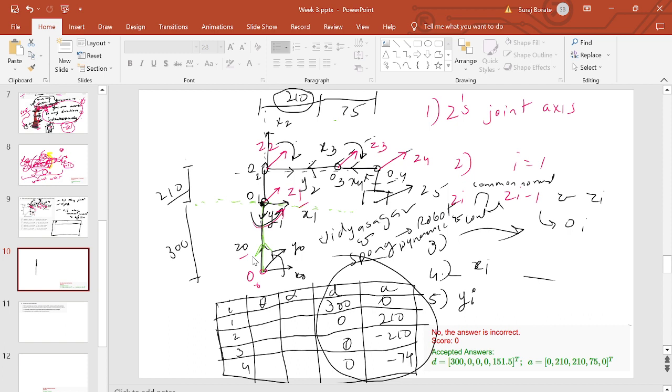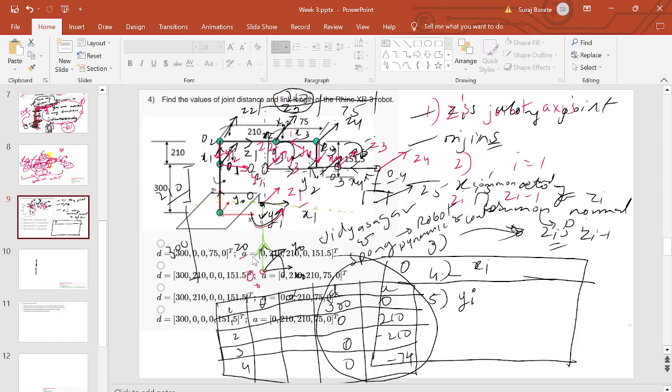A is 210, 210, 75, and then there is this 300 and 151.5. But we don't have to worry about this thing. So let me check why it is 151.5. Yeah, because of this mess, we actually skipped this particular value. We didn't see. Okay, I don't know how to bring that up. That 151.5 was also there, but now you just have to look along the z-axis or along the x-axis, depending on whether it is d and a, and you can get the answer.